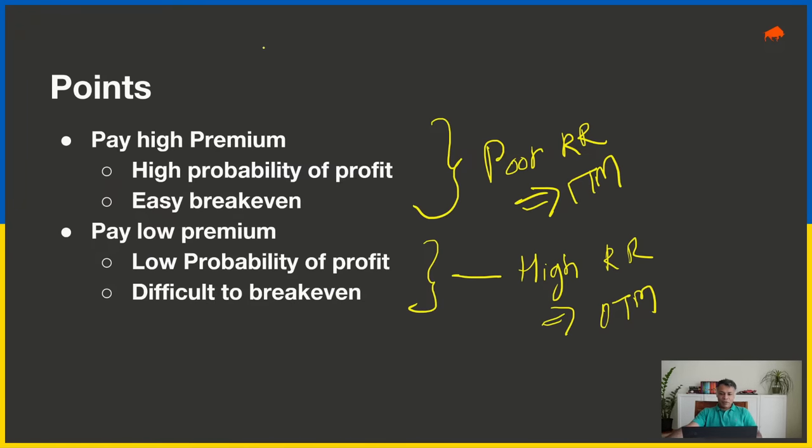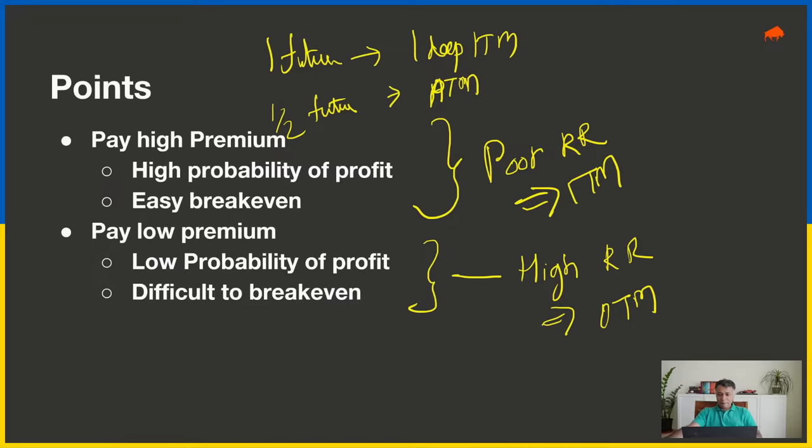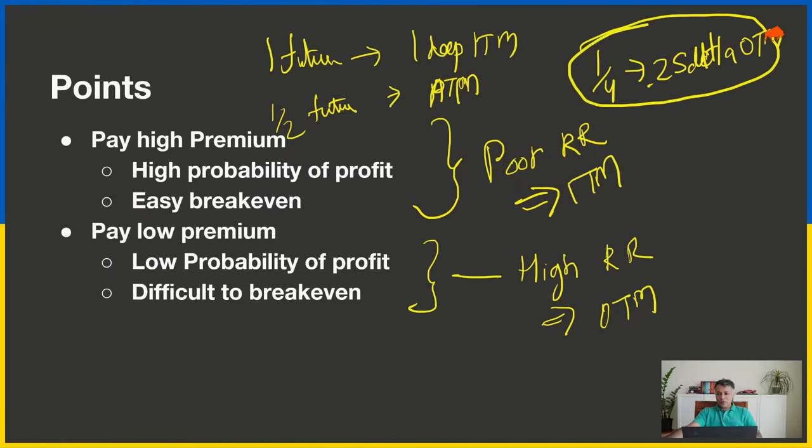So here's the thing, right? If you want to trade one future, go for one deep ITM. If you want to trade half a future, go for ATM. If you want to trade 1/4 of a future, go for a 25 delta, I mean 0.25 delta OTM. So basically you can size your bet using options if you don't want to take big futures and all. But of course, this involves theta, decay, vega and all. So it's not a pure futures play. Of course, ITM is a pure futures play, right?